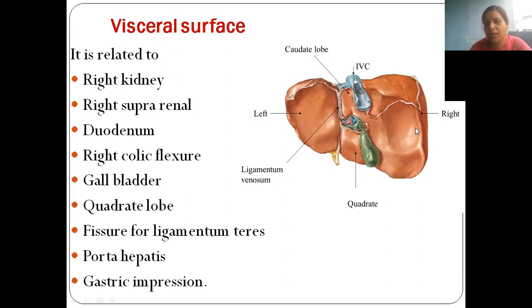We have right kidney, right suprarenal gland, stomach, duodenum, right colic flexure, caudate lobe, quadrate lobe, ligamentum venosum, ligamentum teres, and porta hepatis with portal vein, hepatic artery, and bile duct. At each corner of the hepatic lobule also, these same names came in histology: portal vein, hepatic artery, bile duct. All these are the visceral surface impressions, which is asked for your essay question now.